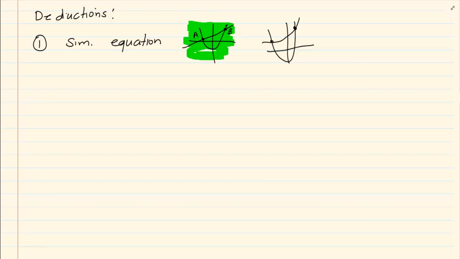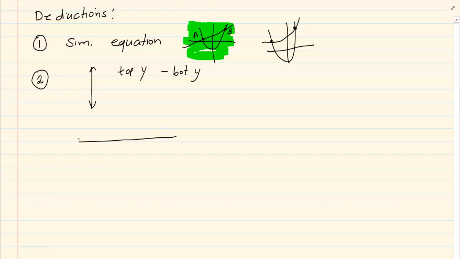The next thing you know about deductions is where they will ask you lengths. Now if we are doing lengths that are vertical, then we're going to say the top value of the y minus the bottom value of the y. And that would give us the length. If I want a length that is horizontal, then I'm going to take the high value of the x minus the low value of the x.